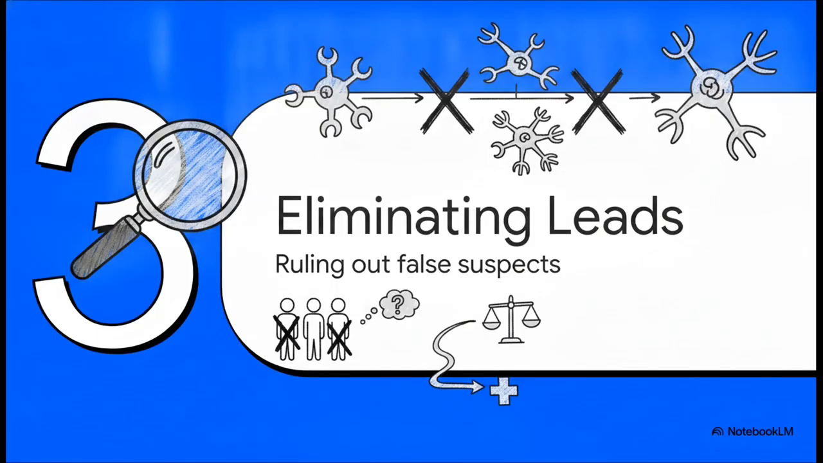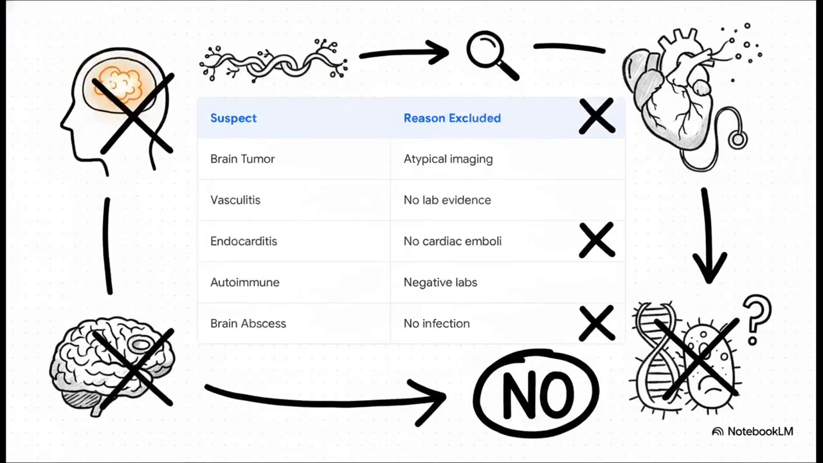Section 3. Eliminating false leads. This is where the real detective work begins. We're going to methodically interrogate our suspects and rule them out, one by one. This process is absolutely vital because it shows exactly how cognitive bias can lead you astray if you aren't careful. Now, what's really interesting about this slide is how the evidence systematically dismantles the most obvious answers.